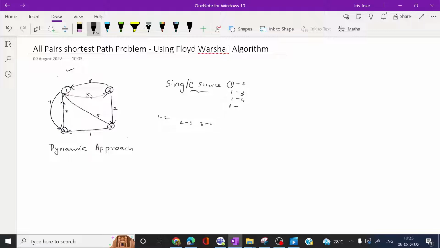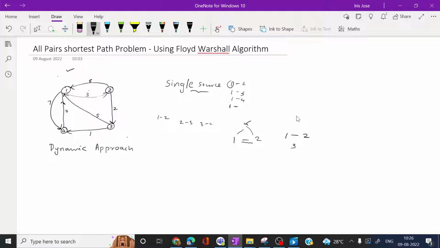After that, for each pair of vertices, for example 1 to 2, the distance from 1 to 2 in the given graph is 3. For each pair of vertices, we will consider an intermediate node and find the distance through that node. If the distance through that node is less, then the current distance will be replaced by that distance. For example, 1 to 2, the distance in the graph is 3.